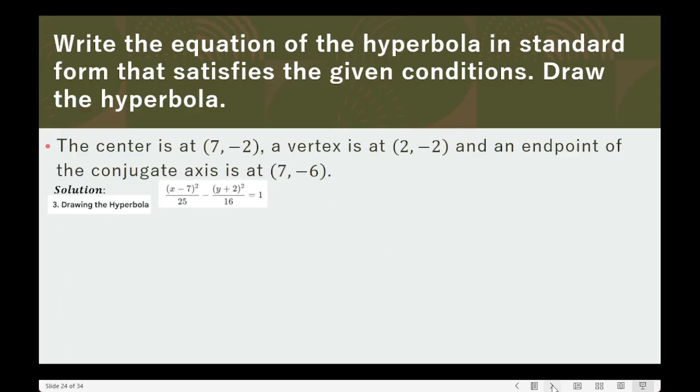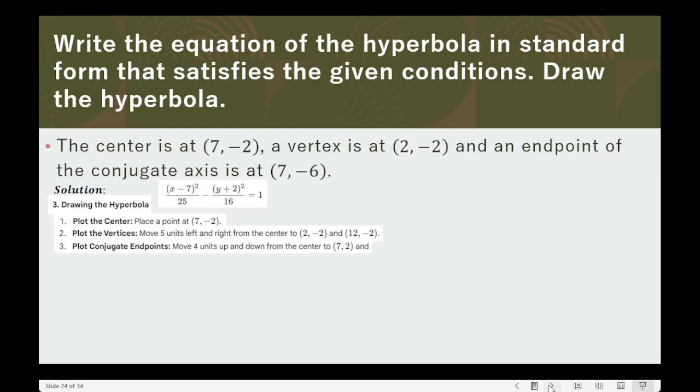Then, drawing the parabola, the first step is to plot the center at coordinate (7, -2). Next, we plot the vertices. For us to do that, we move 5 units to the left and to the right from the center (7, -2). So the endpoints or the vertices are (2, -2) and (12, -2).